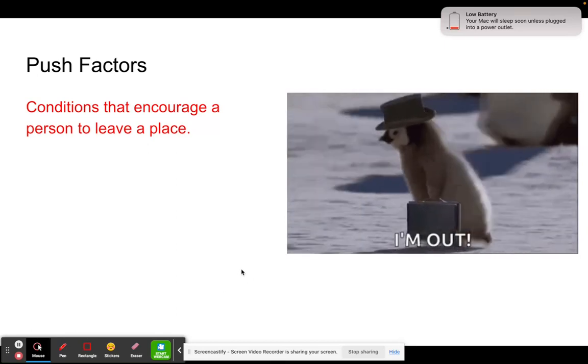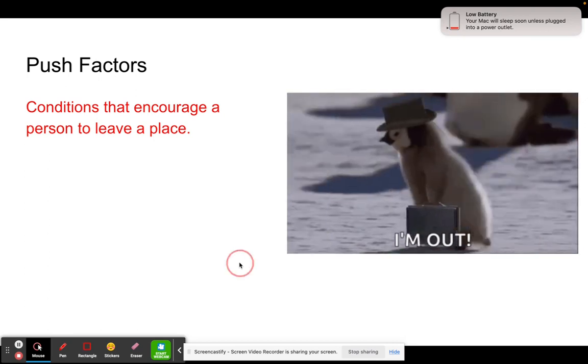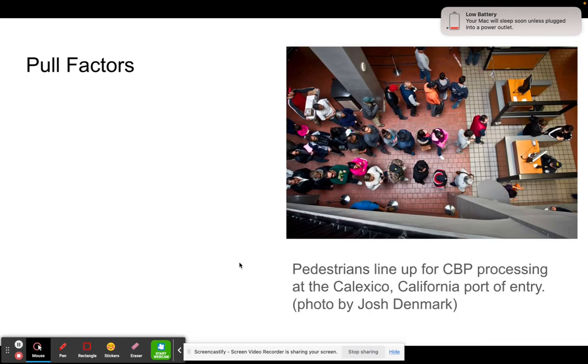Don't forget to pause the video and write that in your notes. The second one is pull factors. Pull factors are the conditions that draw people to a new location. Think about your own experience. Why did you leave your country and why did you come to the United States? What caused you to leave your country is a push factor. And what attracted you to the United States is a pull factor.